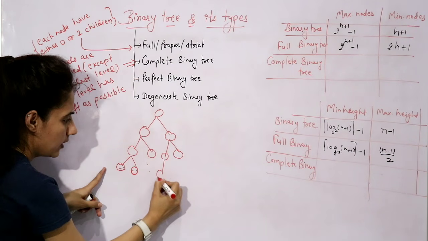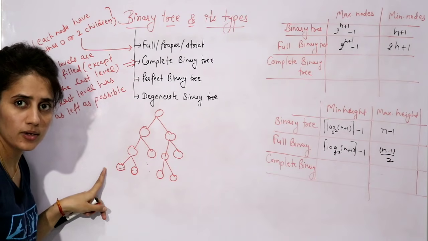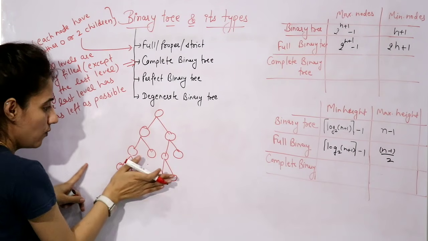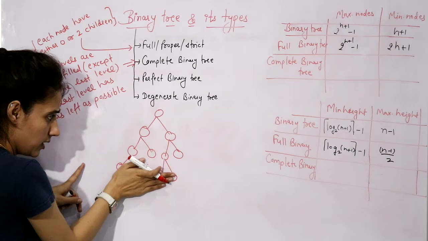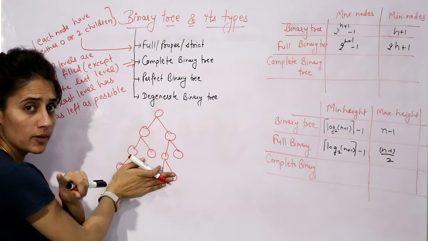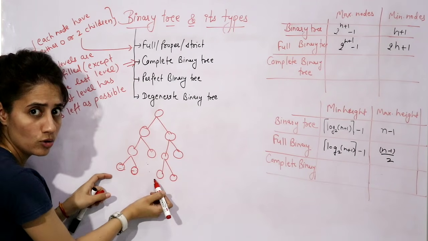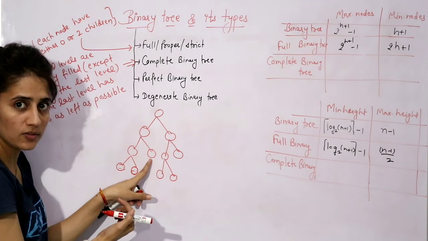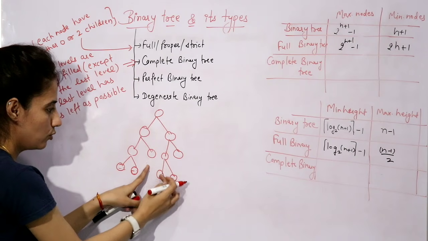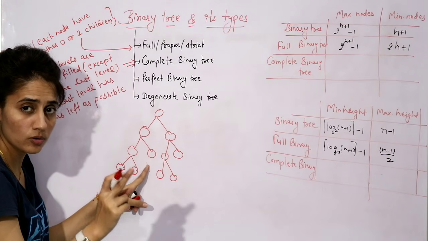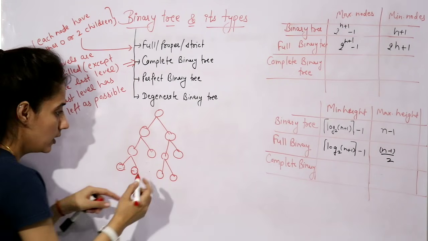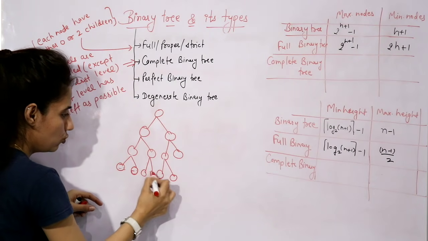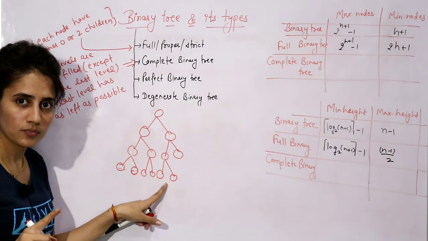Now is this a complete binary tree? No. Why so? Obviously, except for the last level all the nodes are completely filled, but the second condition is that the nodes should be as far left as possible. We have left this node blank and we have given children to this node. That is not allowed in a complete binary tree. If this also has 2 children, then this is fine, right?